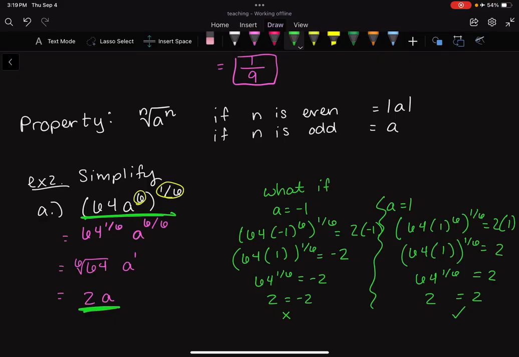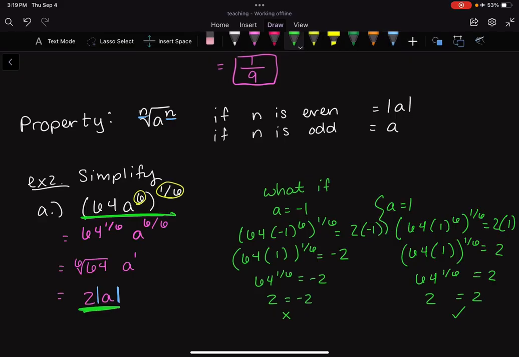So here's the idea. If your root and your exponent are the same number, if the n is even, you have to use an absolute value of a. Because if we had added in an absolute value right here, it would have made that -1 positive, and then it would have held true.